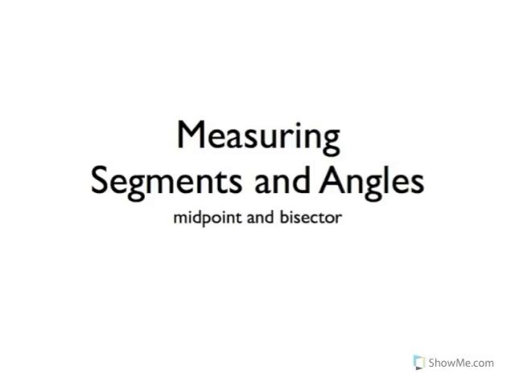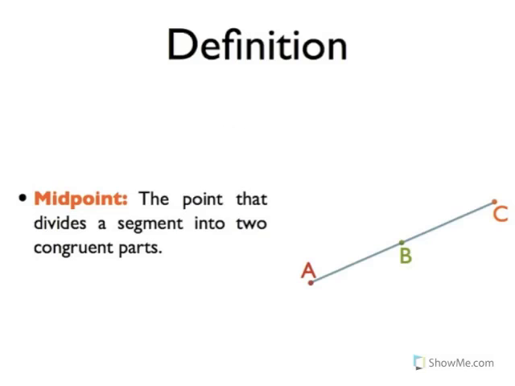And we just keep building. Now that we know what congruent figures are, we can talk about midpoint and bisector. Let's begin with the definition of a midpoint, and that is the point on a segment that divides it into two congruent parts. So now knowing that segment AB is congruent to segment CB, we know that point B is the midpoint of our segment.